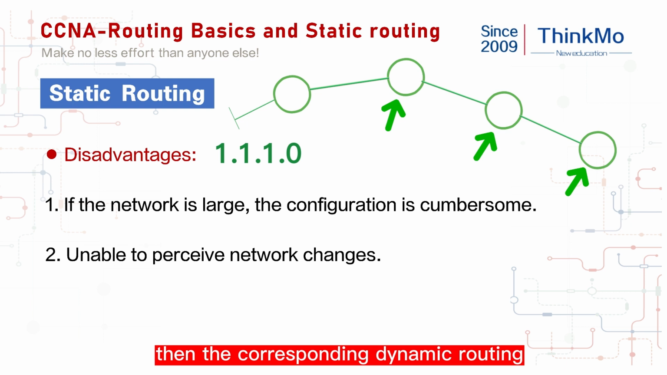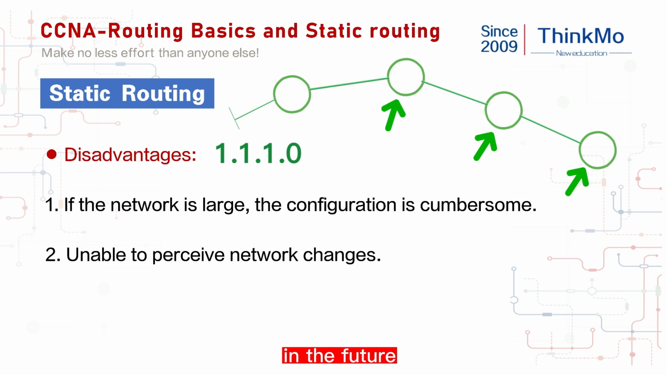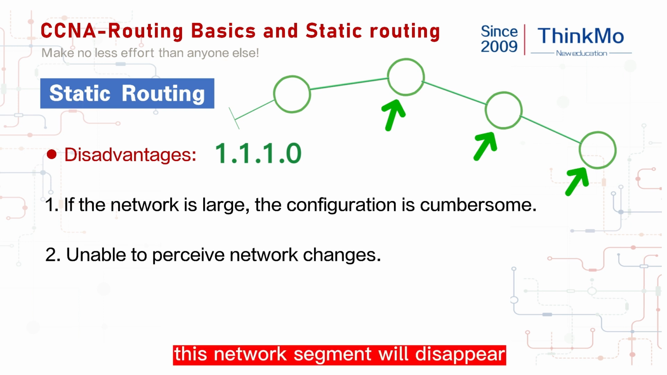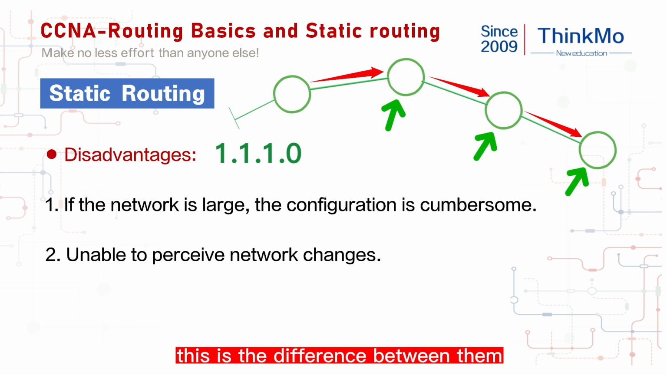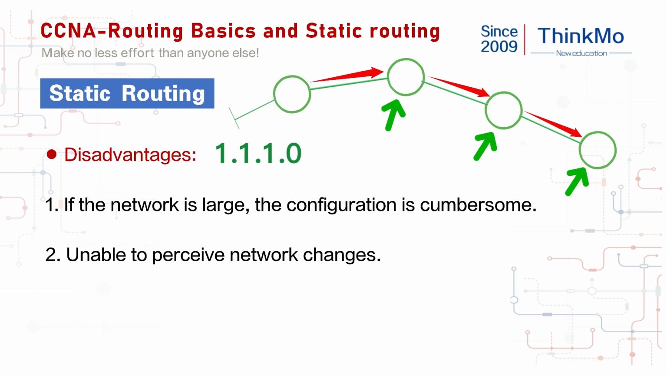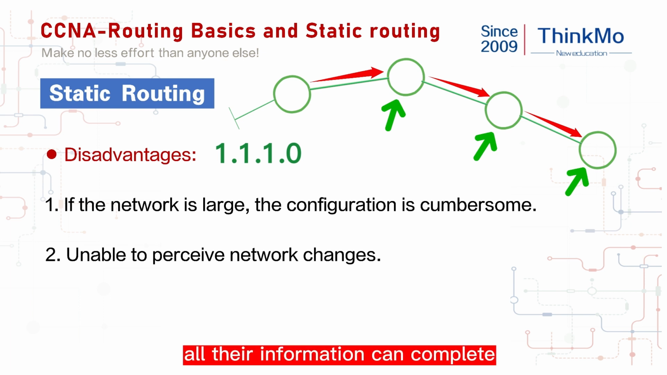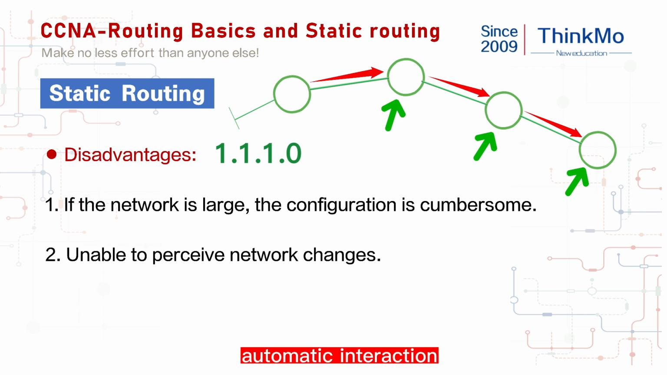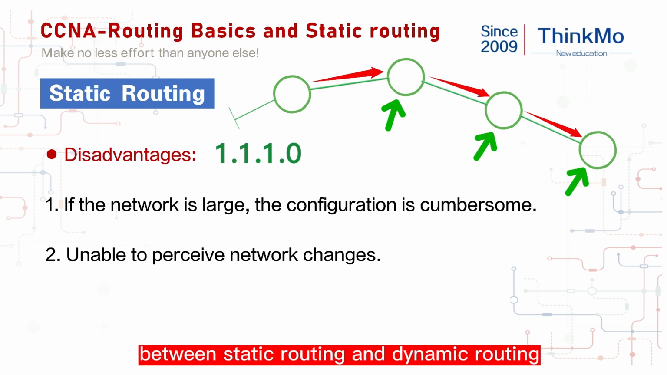Then the corresponding dynamic routing can solve this problem. If a network segment already exists in the overall network topology, and in the future this network segment disappears, it can automatically tell other devices. This is the difference between them. That is, only preconfiguration is required. In the later stage, all their information can complete automatic interaction. This is the biggest difference between static routing and dynamic routing, the difference at the configuration level.